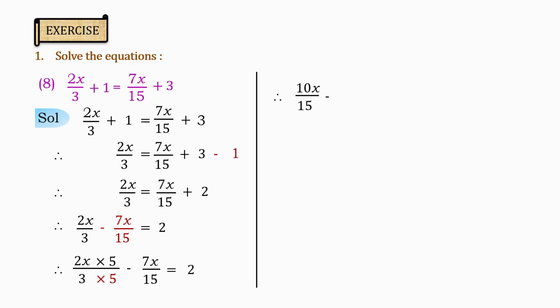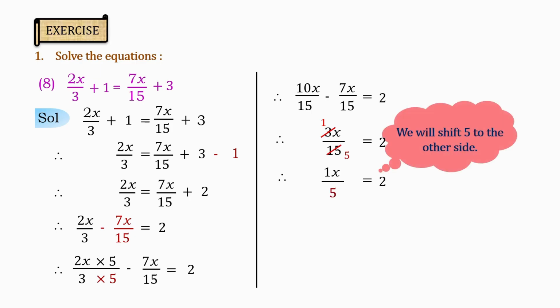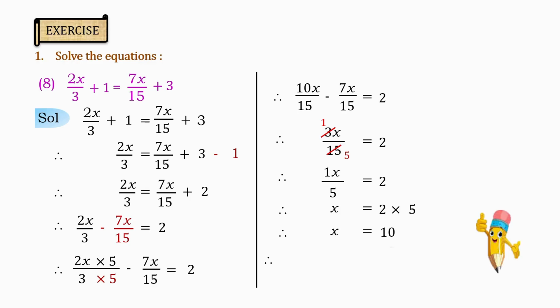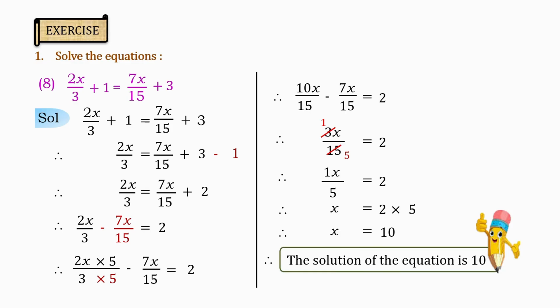So 10x by 15 minus 7x by 15 equal to 2. Now we will just subtract the numerators. So x by 5 equal to 2. Now we are going to shift 5 to the other side and we will change the sign. So now x becomes 10. So the solution of the equation is 10 over here.